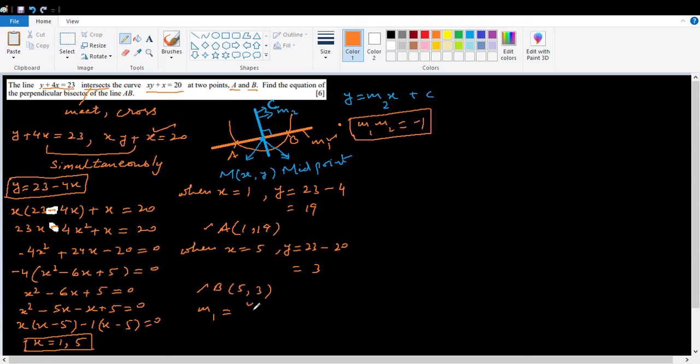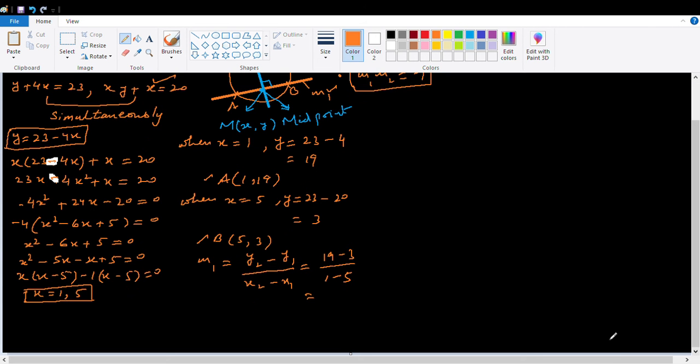m1 is equal to y2 minus y1 over x2 minus x1. That will be equal to y2, 19 minus 3, over 1 minus 5. That is equal to 16 over minus 4, which is equal to -4. So m1 is equal to -4.